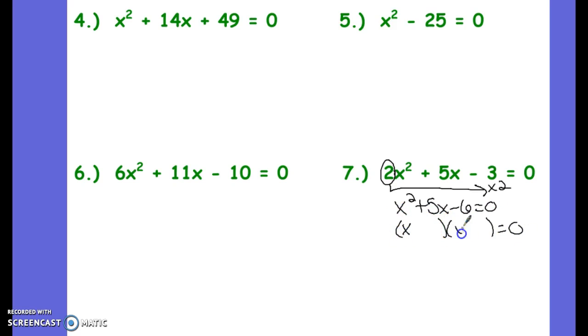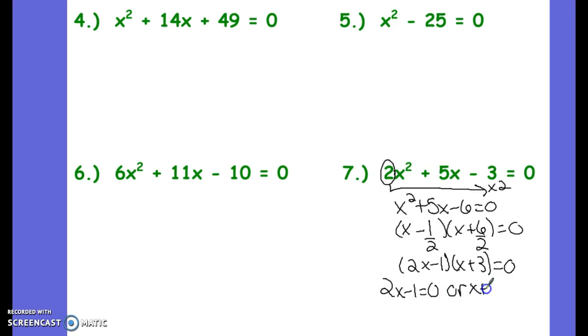We have x and x. What multiplies to be negative 6? It has to be positive 5. Well, how about negative 1 times positive 6? Well, that works. Since we slid 2, divide by 2. So you get 2x minus 1 times x plus 3, all equals 0. Solve each equation. So you have 2x minus 1 equals 0, or x plus 3 equals 0. When you solve your equations, you get x equals 1/2, or x equals negative 3.